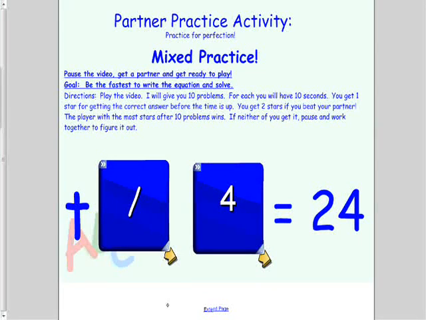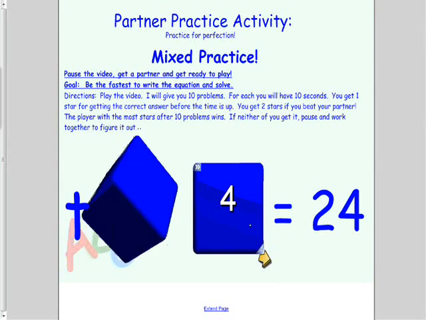T divided by 4 equals 24. Go. Now I assume you figured out that we had that problem. So we're going to multiply by 4, 4 times 4, and t equals 96. Next problem.